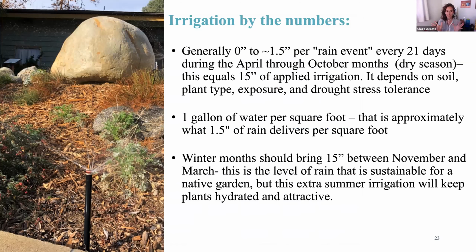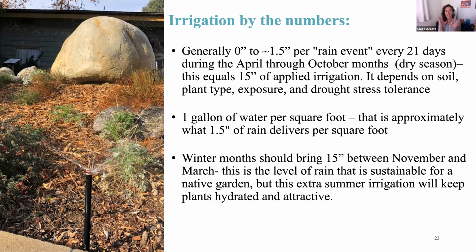This is kind of a funny sentence, but generally 0 to 1.5 inches per irrigation event, every 21 days during April through October. That's going to equal 15 inches total, which is about 10 watering events. So 1.5 times 10 would be 15 inches of applied irrigation.